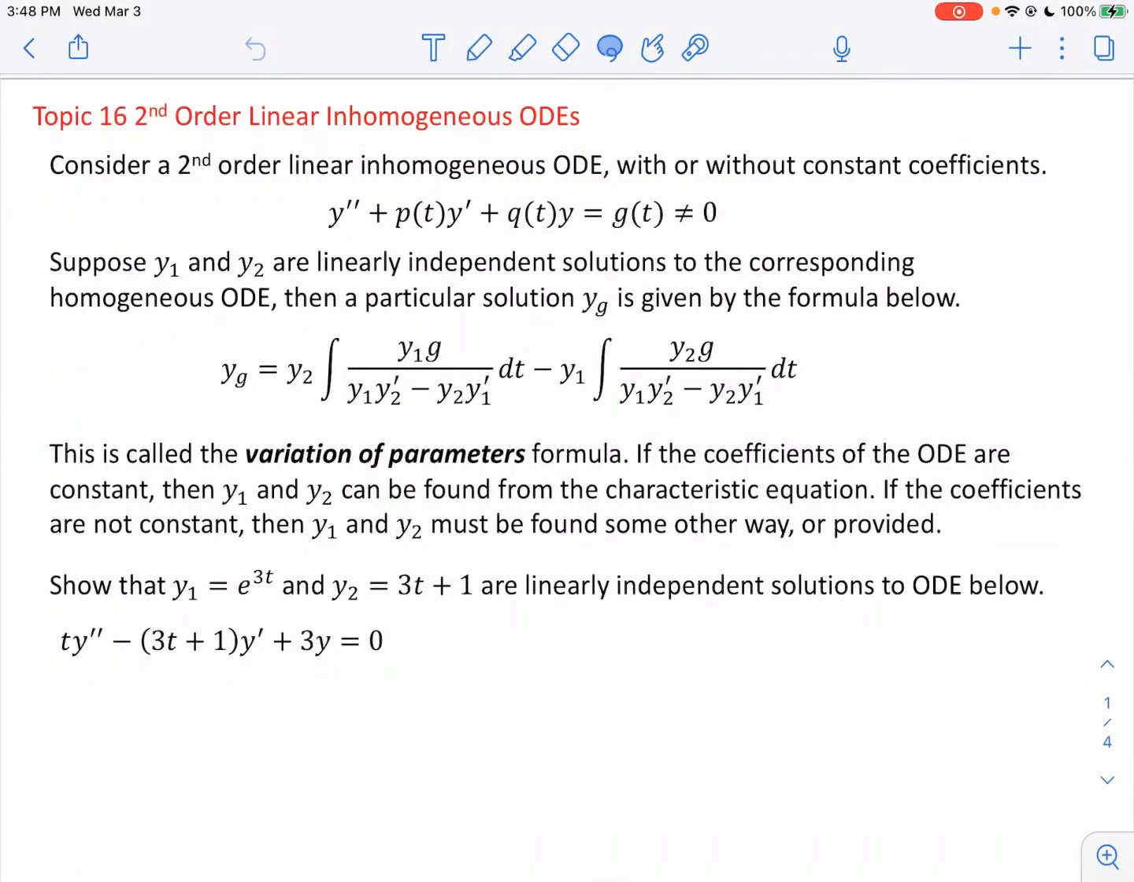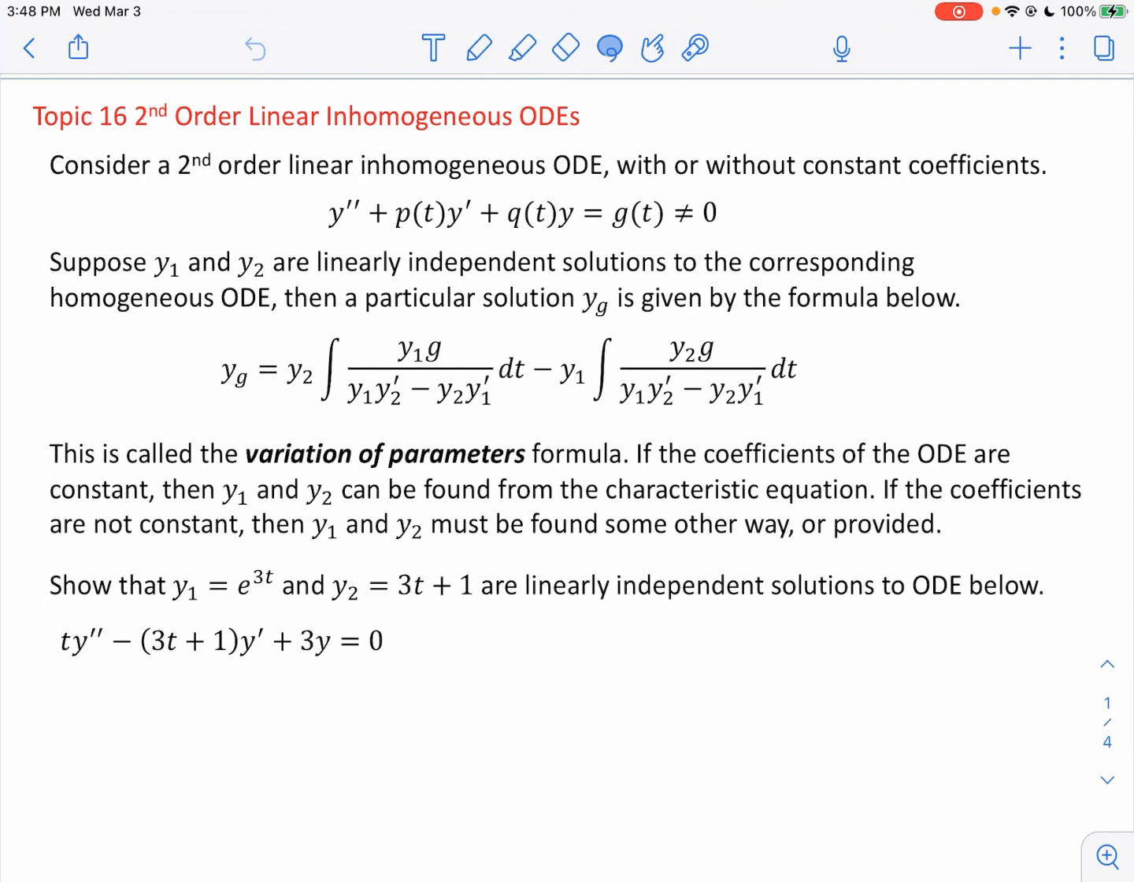Hello math students, topic 16. This is on second order linear inhomogeneous ODEs. Notice that was also the topic for the last topic, topic 15. And this time we're going to learn how to solve an inhomogeneous second order linear differential equation using another method known as the variation of parameters.